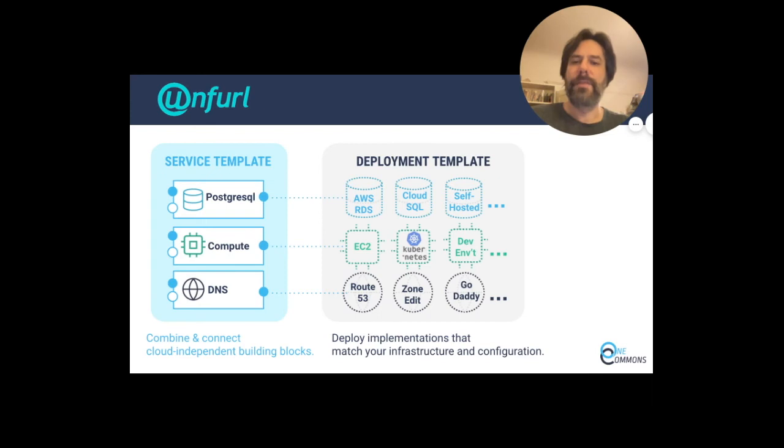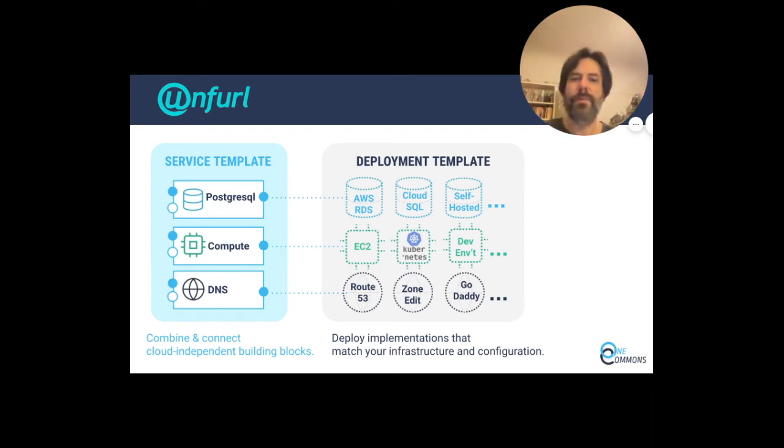So fundamentally, we talk about these abstractions. So the idea is that you can define these high-level things like, say, I need a compute instance, or I need a Postgres database, or I need to talk to a DNS server. And so you can build a high-level model, which we call the service template. But when you go to deploy it, based on your environment, we look for implementations that meet those environments.